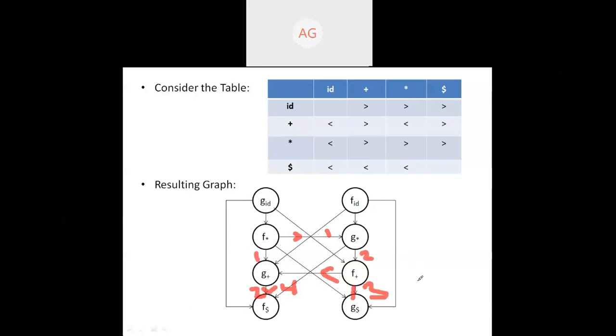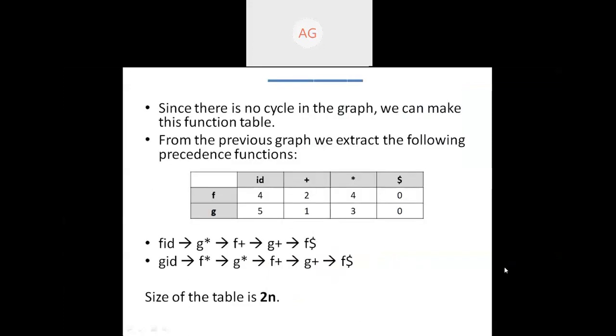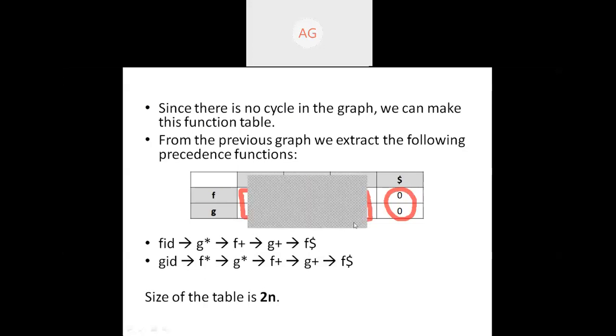And once we find the longest path starting from every node, then we can fill our table. So we need to fill this table. These entries will be filled from the longest path, and the dollar entries with the function are always put as 0, because the dollar is always taking the inward function, and no edge goes outward from the dollar. That's why it is taken as 0.